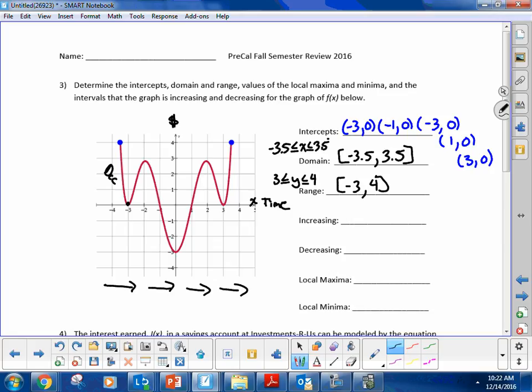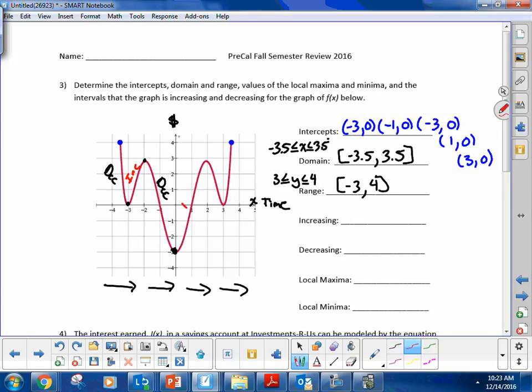And there's an inflection point there. Here it's increasing. Another inflection point there. Decreasing. Maybe I should color code these real quick, to give you the benefit of seeing a little bit better. Okay, so right over here we have increasing. This is decreasing. Here's another inflection point.